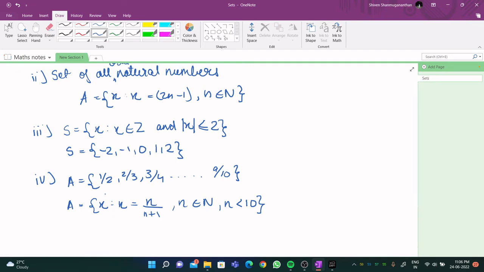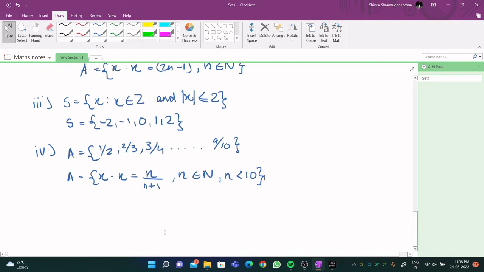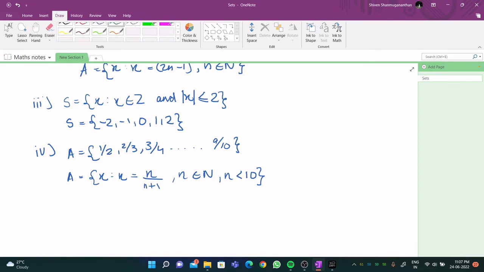Now next thing we have is types of sets. We have several different types of sets. Wait, let's change the color for a bit. I'll take green. Okay. Types of sets.